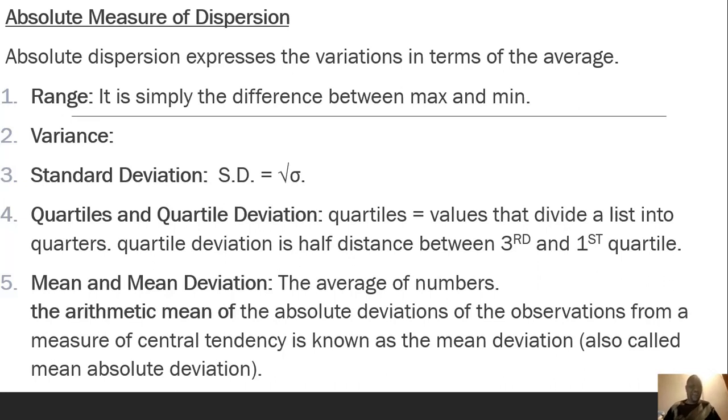Number one, we've got the range. The range is simply the difference between the maximum value and the minimum value in the distribution. You are given a set of data or a distribution of data. The difference between the highest value in that distribution and the minimum value in the distribution is going to be your range. And then the second type of measure of dissipation is the variance.